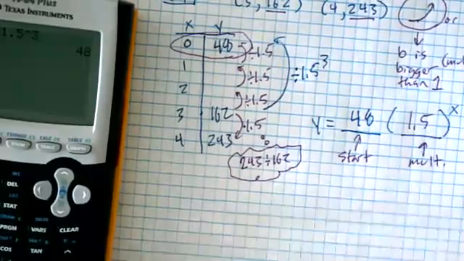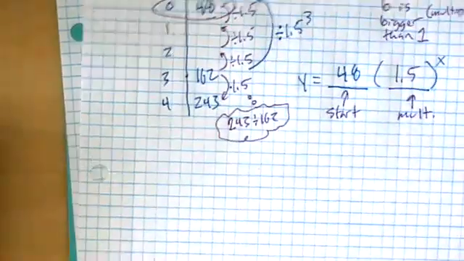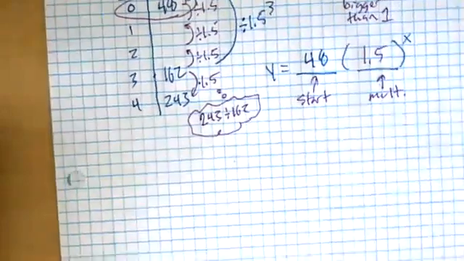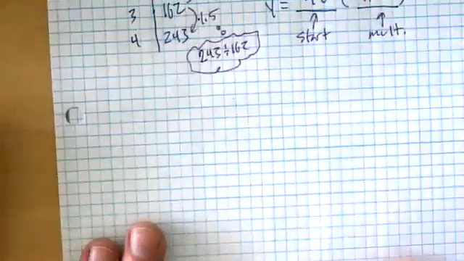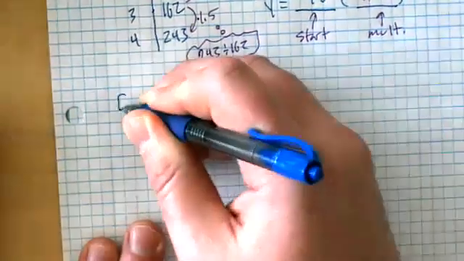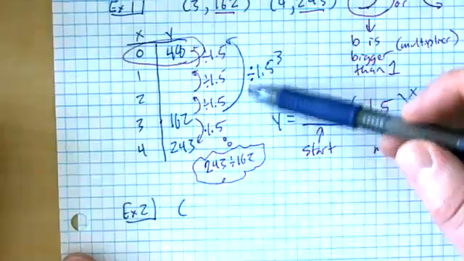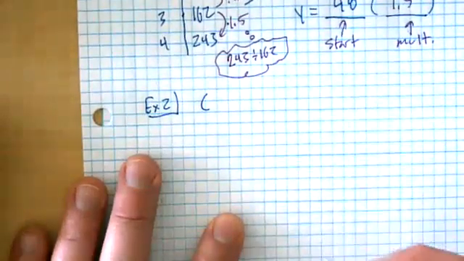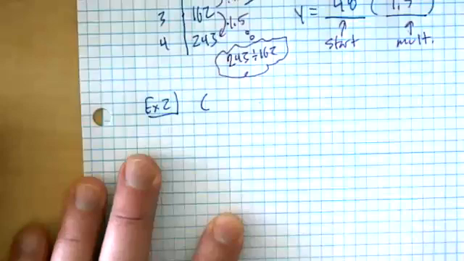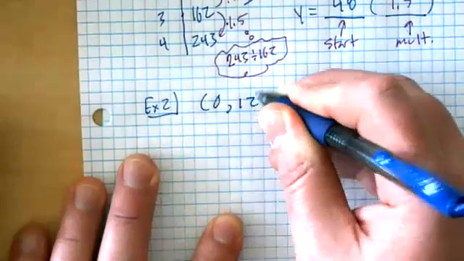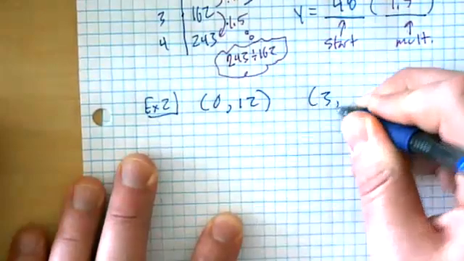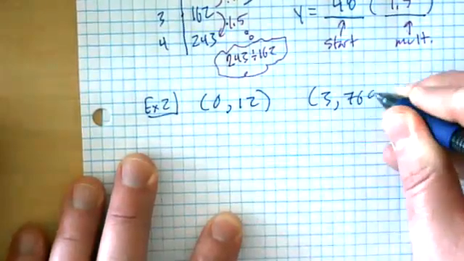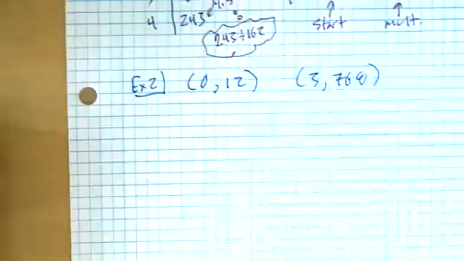Okay, folks, you did great with that one. The next one's a bit of a challenge, but I believe in you. Let me write down the 2 points that we're going to use for example 2. Remember, our first step in the last one was that we created a table to match it. I'd like you to do that again for the next one. Your 2 points are going to be 0, 12 and 3, 768.